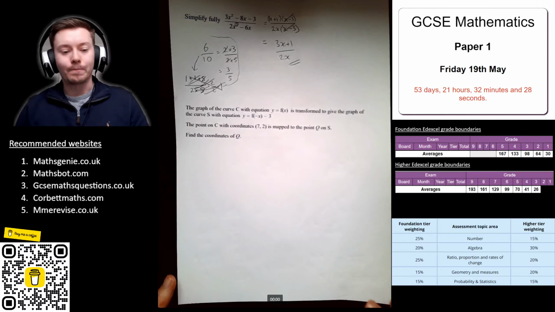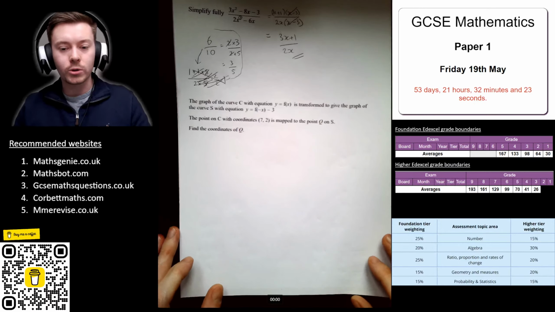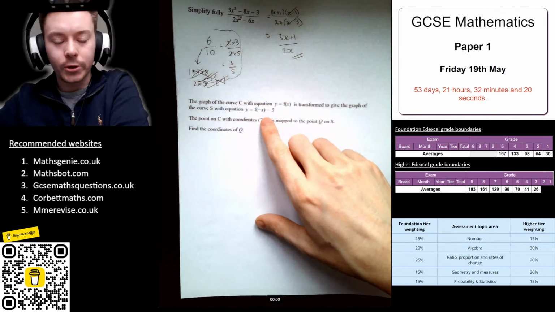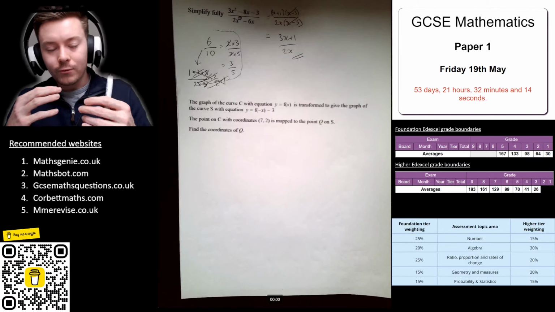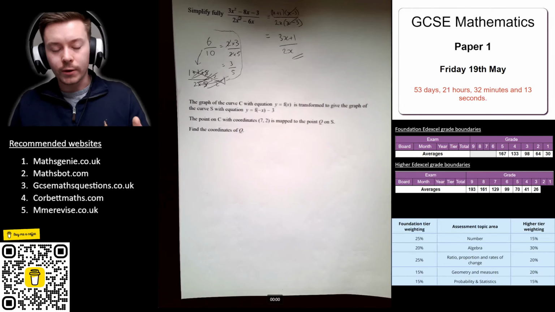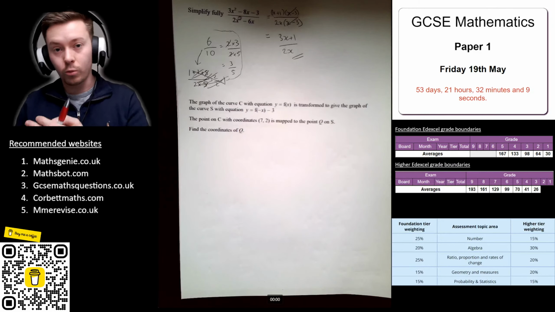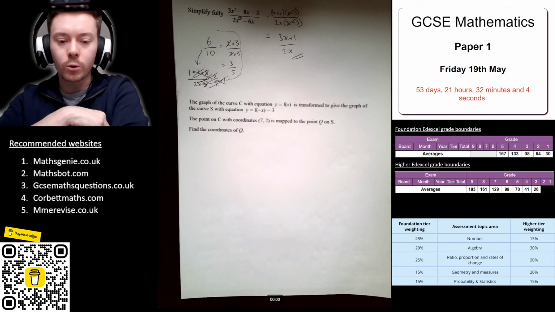Okay, next question. The graph of the curve C with equation y equals f of x is transformed to give the graph of the curve S with this equation. Now these are transformations. These are relatively straightforward as long as you have learnt the transformations. Okay, so transformations are something you are just going to have to learn what they do and practice them, and what I'd recommend if you're not sure is using GeoGebra.